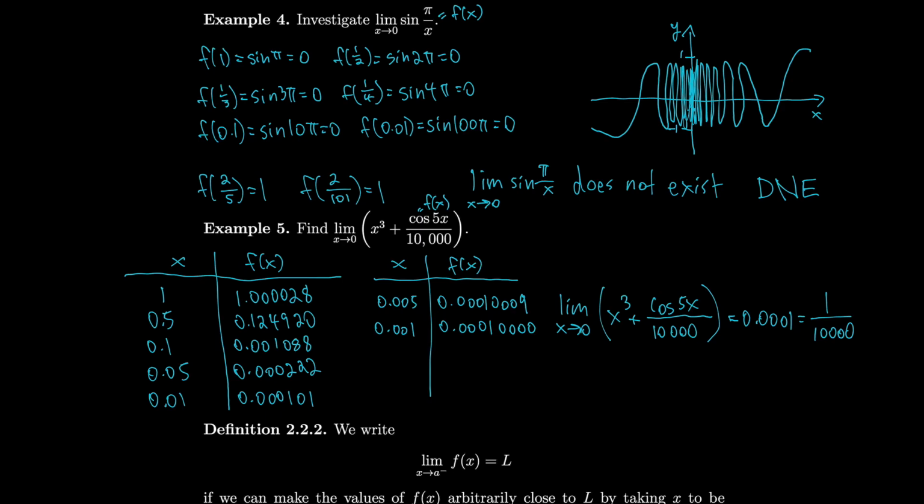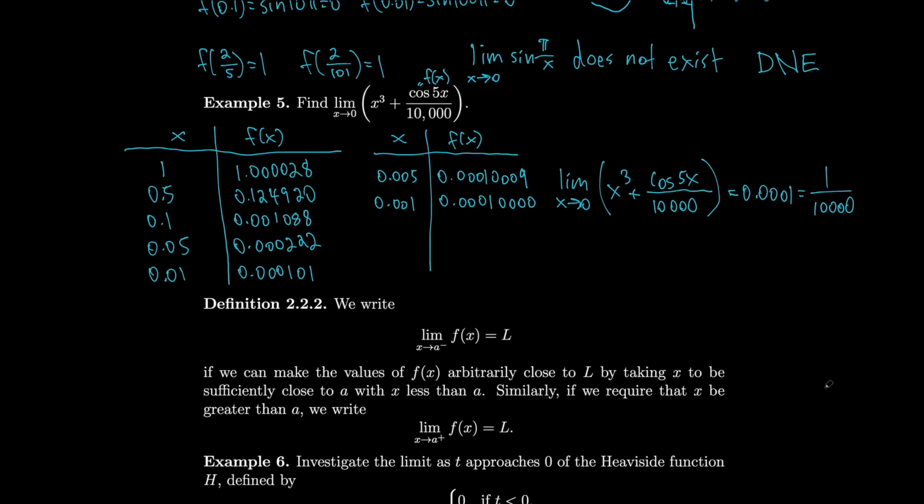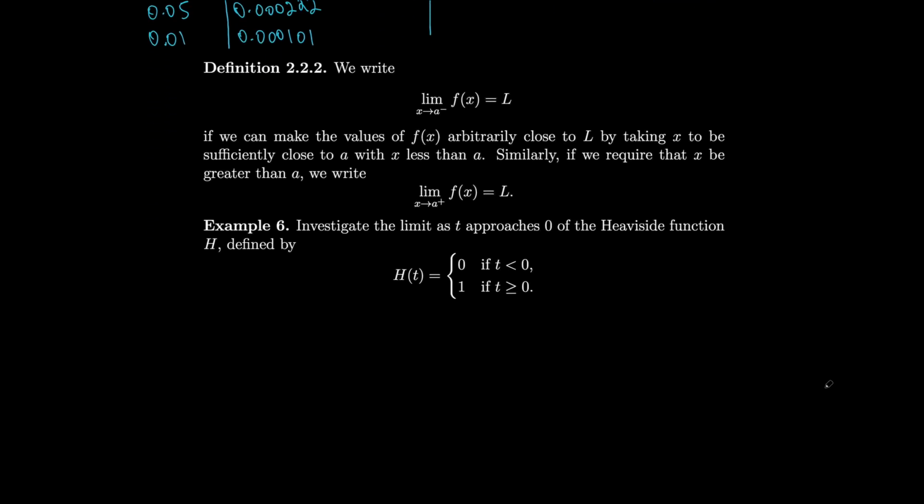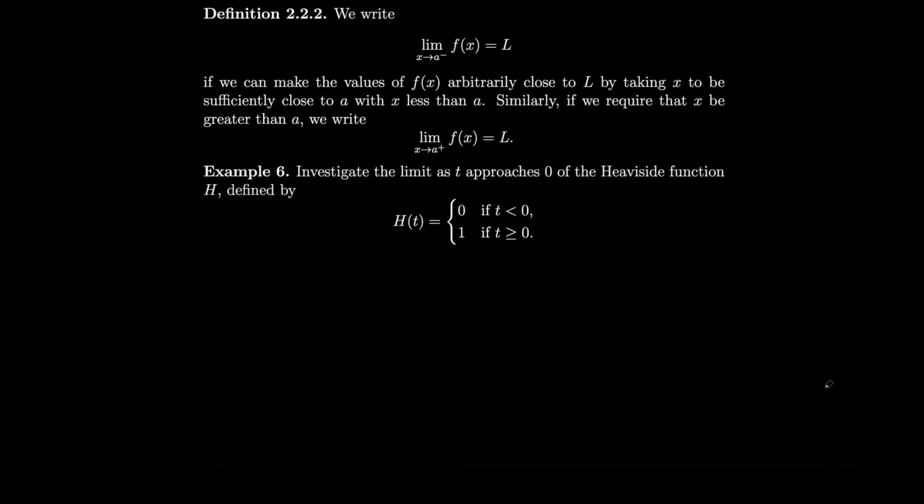Okay, let's do another definition. We write the limit of f of x as x approaches a from the left equals L if we can make the values f of x arbitrarily close to L by taking x to be sufficiently close to a with x less than a. Similarly, if we require that x be greater than a, we write that the limit of f of x as x approaches a from the right is L.